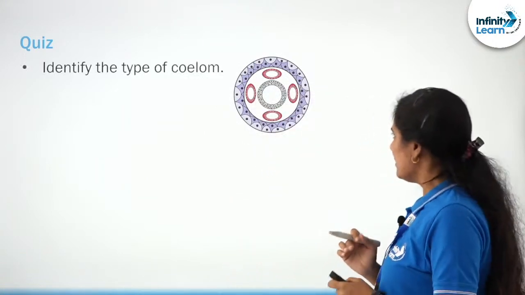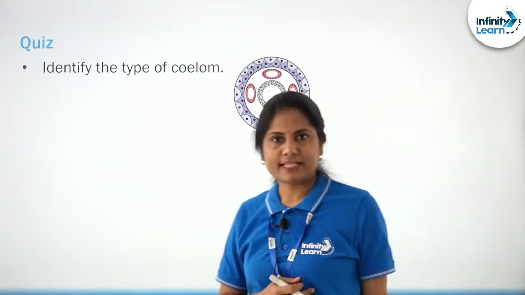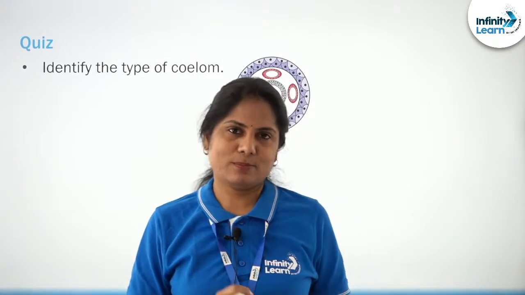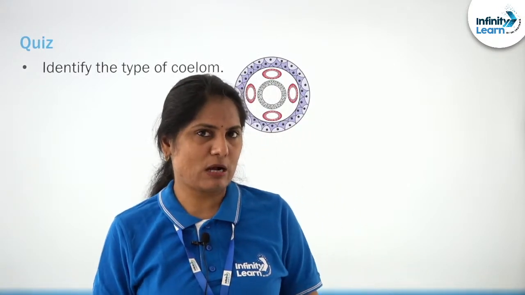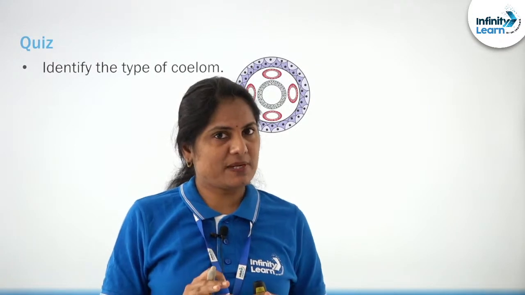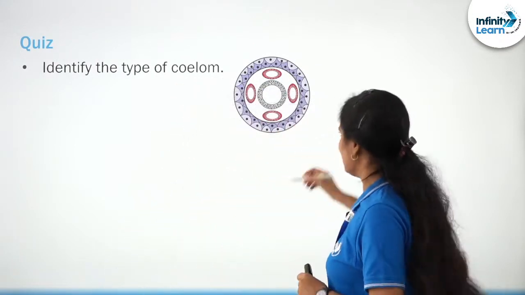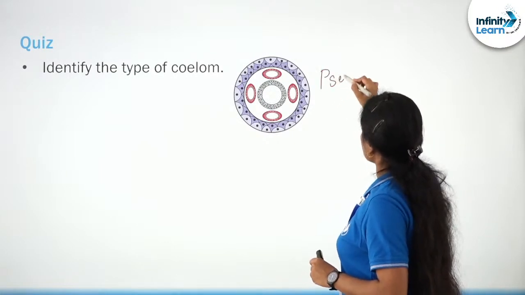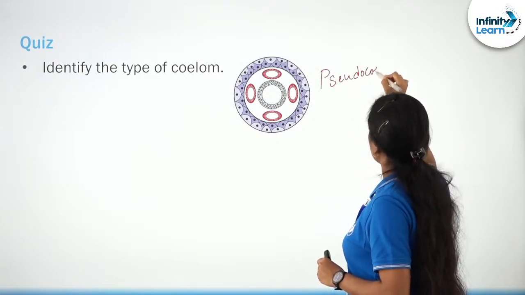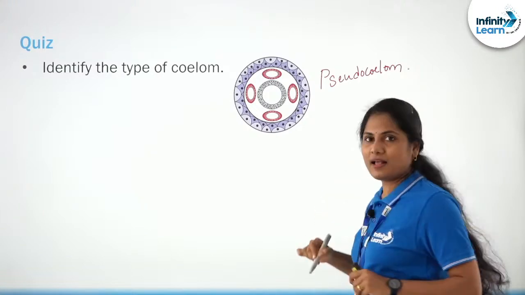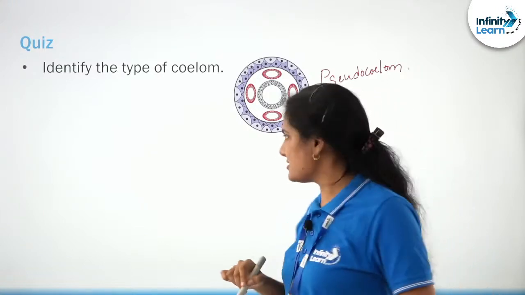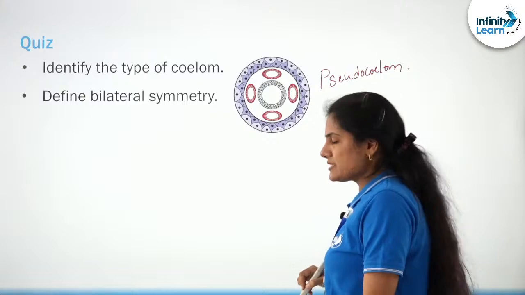What did we learn or take from the session, for take home? Identify the type of coelom. You know the answer, right? The mesoderm is being scattered into pouches. The cavity is present but not lined by the mesoderm. What is it? It's the pseudocoelom. Can you give the example? I know you're quoting the example as well: Ascaris, helminthes, right?